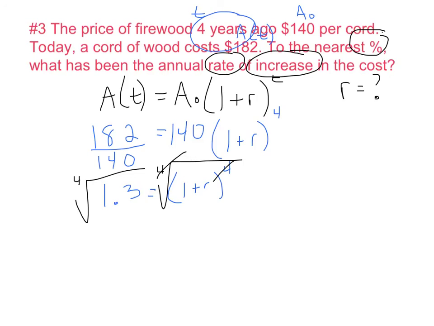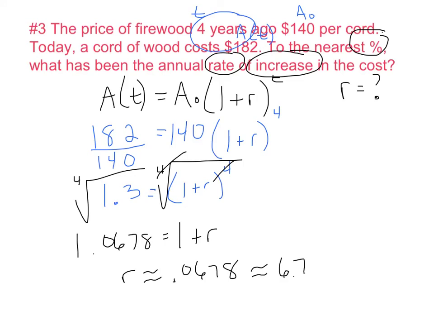And that answer is about 1.0678-ish. That will equal 1 plus r. I just want to know r. So take away 1. So r is about 0.0678, which is about 6.78%, but it said to the nearest whole percent. That's about 7%. It's been going up by about 7% on a yearly basis.